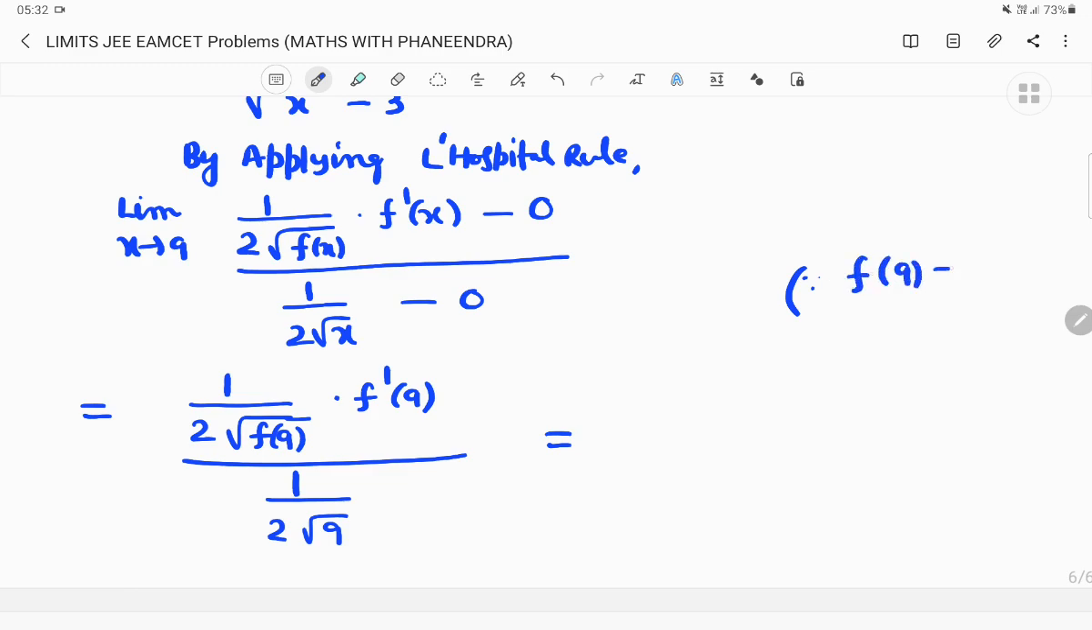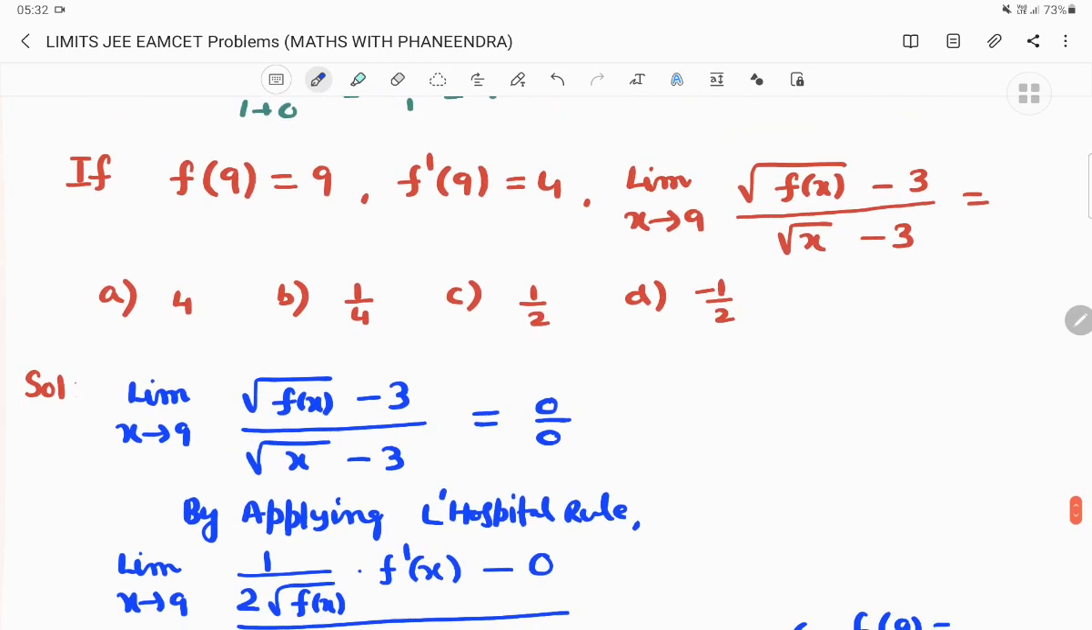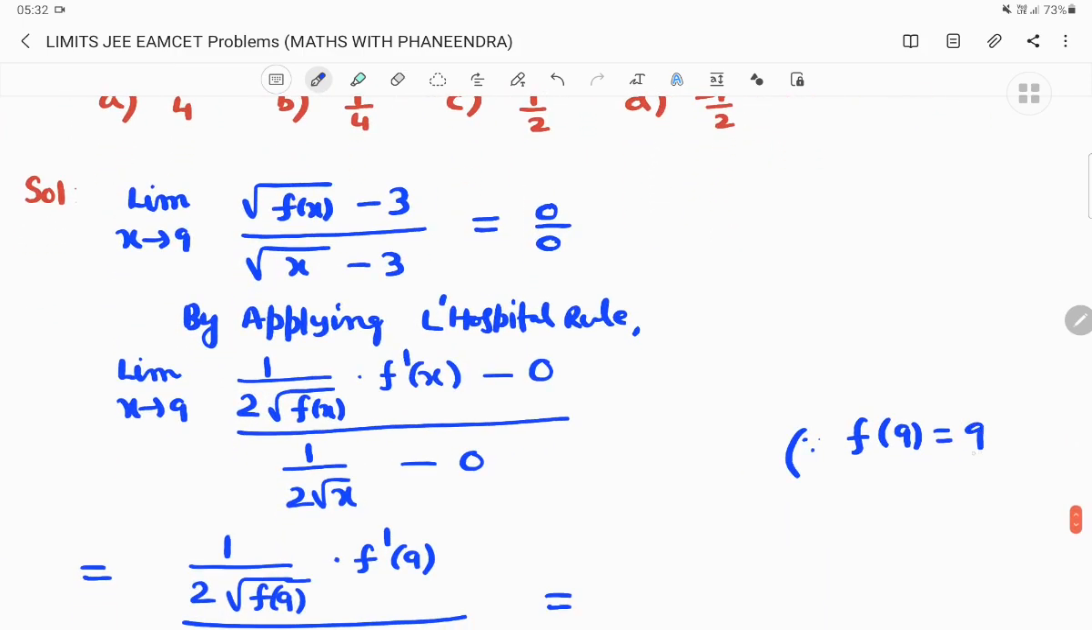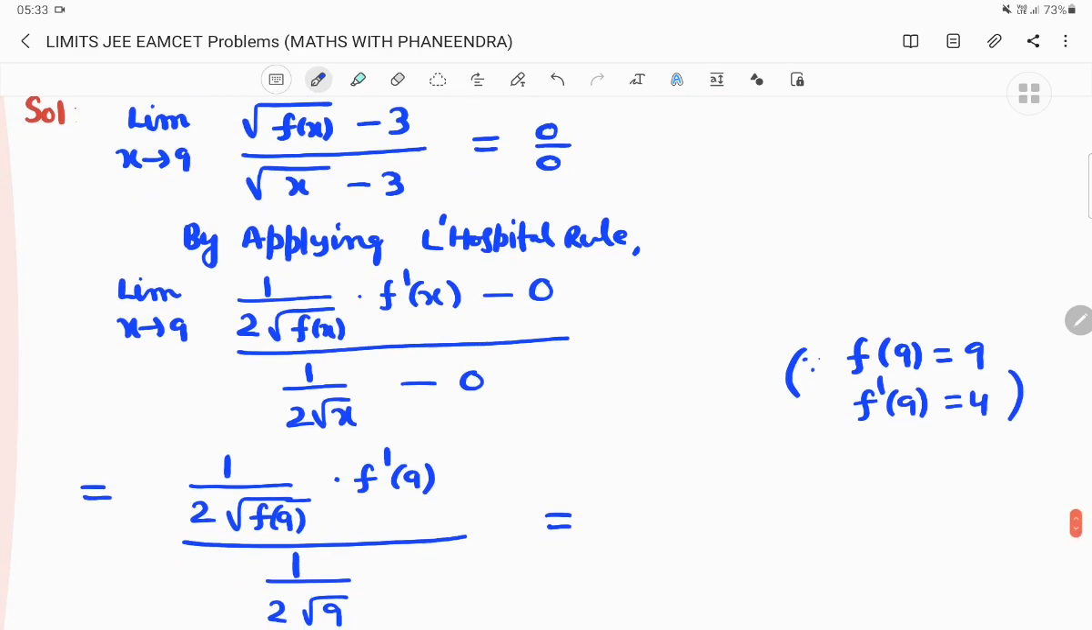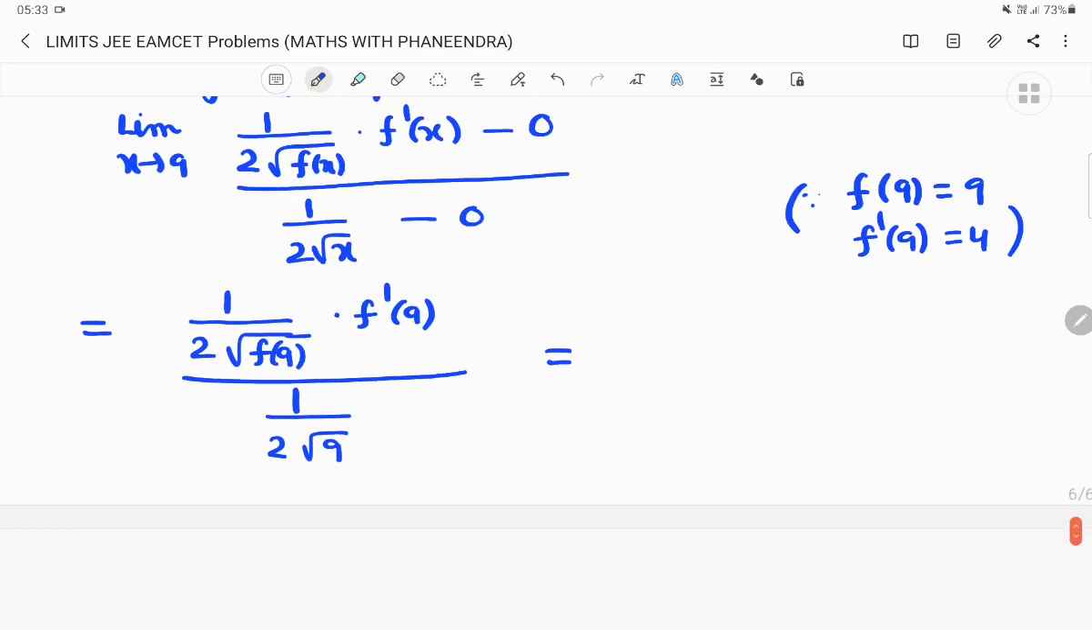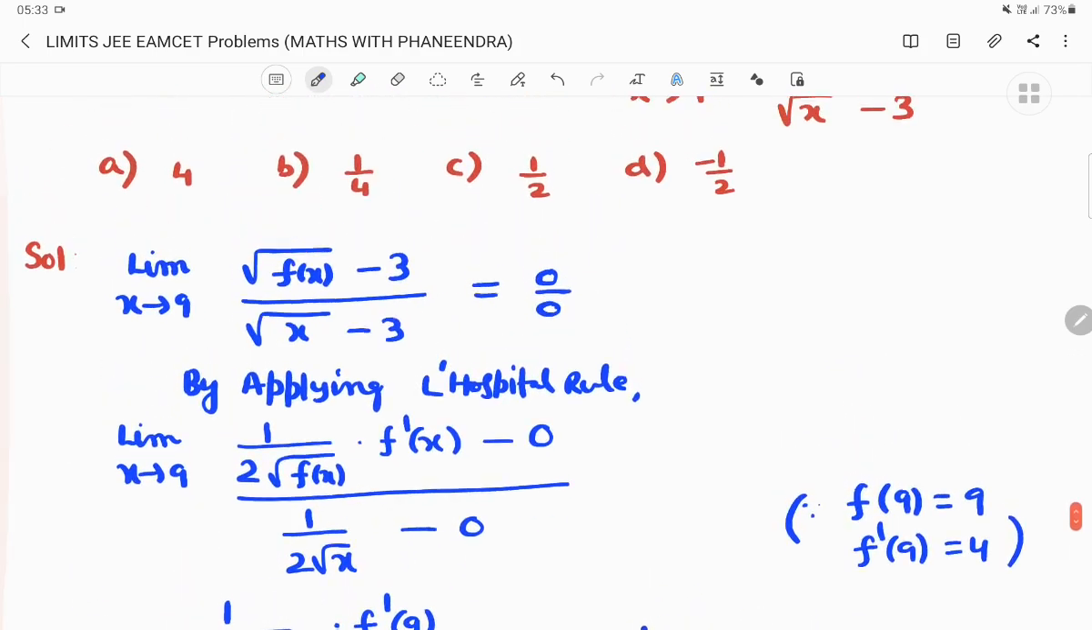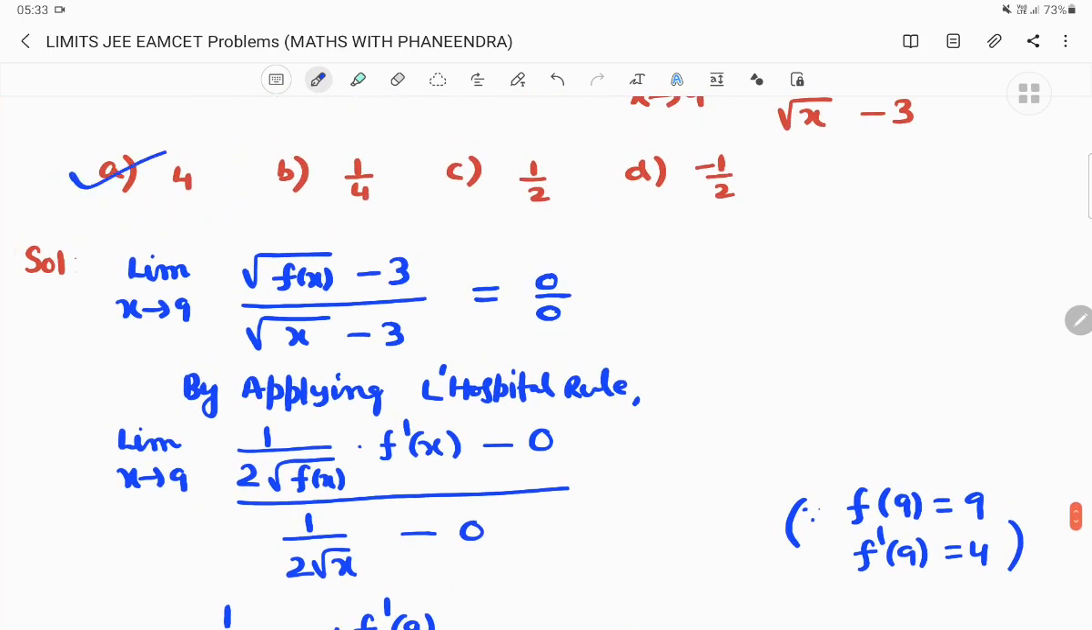F of 9 is equal to 9, in the question it is mentioned, and f dash of 9 is equal to 4. This information is there from the problem. So f dash of 9 value is 4, divided by 2 into root f of 9, so root 9, divided by 1 by 2 root 9. So 1 by 2 root 9, 1 by 2 root 9 get cancelled, 4 by 1 that is equal to 4. So which is there in the first option. I hope everyone understand.